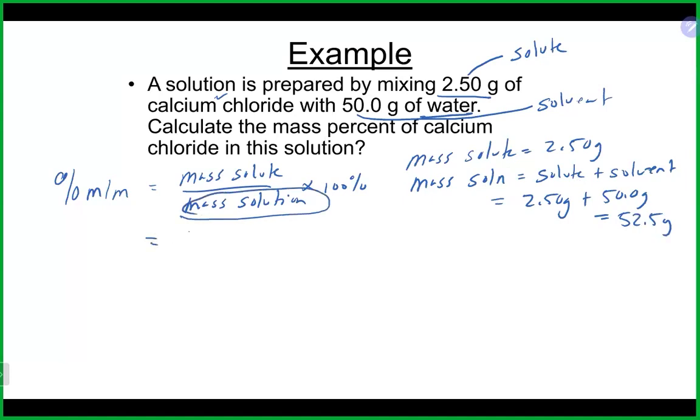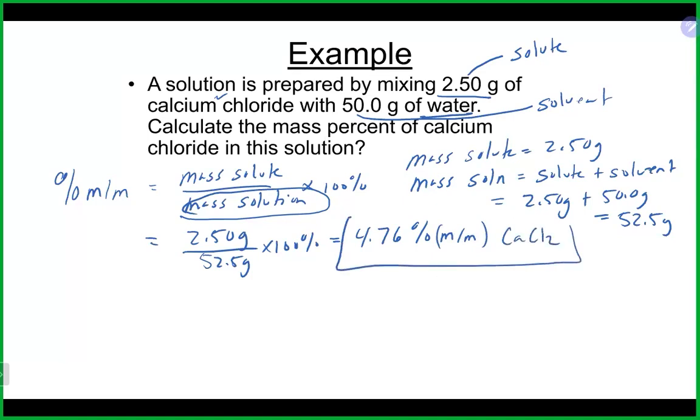And if we put that in there, that'll give us 2.5 grams divided by 52.5 grams times 100%. That is 2.5 divided by 52.5 times 100%. Going to give us 4.76%. You could label this M/M, which stands for mass to mass percent. If you want to get really fancy with it, calcium chloride, which is what we're talking about in this particular case. Any questions on that calculation?